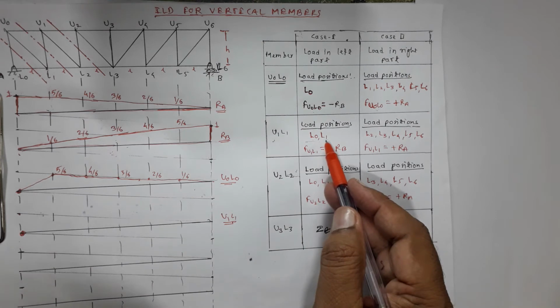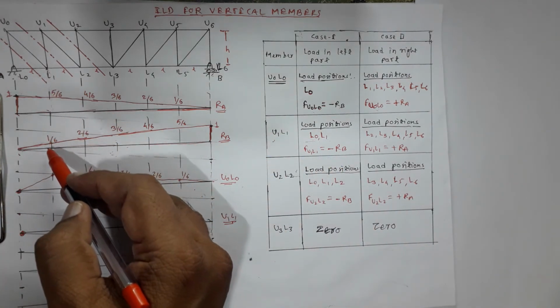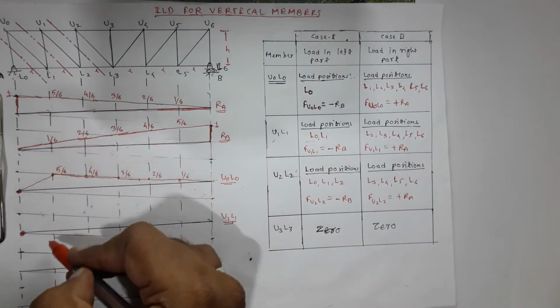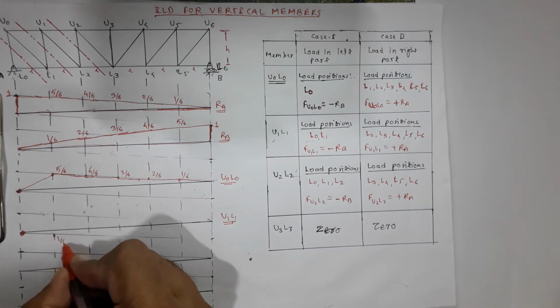Now when the load position is L1, RB is given by 1 by 6, but I will have to plot it on the negative side. So it should be minus 1 by 6, minus 1 by 6.